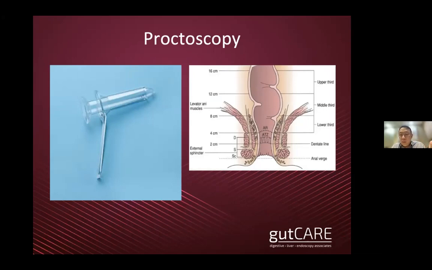You look for the piles at the 3 positions. If it's left lateral position, it's at the 6 o'clock, the 1 o'clock, and the 11 o'clock. And then you also look out for any bleeding spots. Sometimes you can actually see the spot where it's bleeding. Now, if the bleeding spot is below the dentate line, then it's an external pile. If you go and ligate that, it's going to be very painful. So also try to see where the bleeding spot is. Is it above the dentate line or below the dentate line? Is it deeper than 2 cm or shallower than 2 cm?